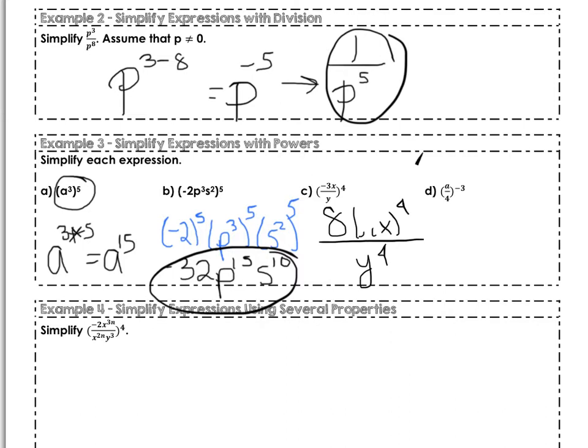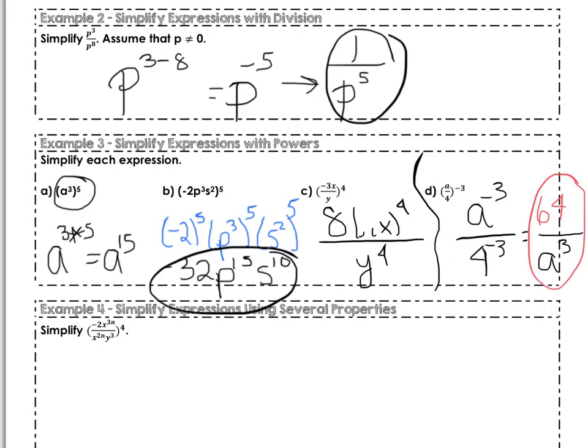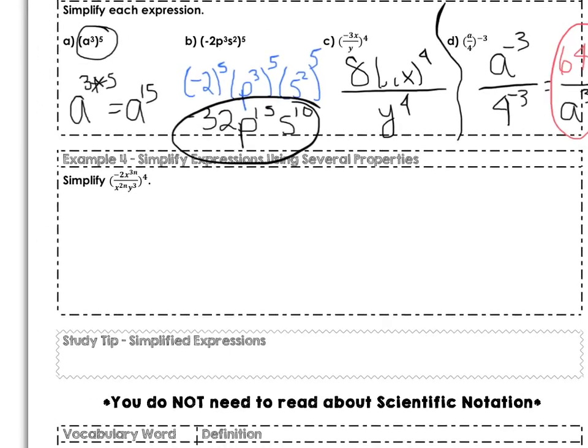Once again, for the last one, I'm going to give everything their negative 3 exponent, but I'm going to remember the fact that we cannot have negative exponents, so I'm going to flip their location, giving them positive exponents. Now 4 to the third power, I'm going to simplify. 4 to the third is going to be 64. So we have 64 divided by a to the third.